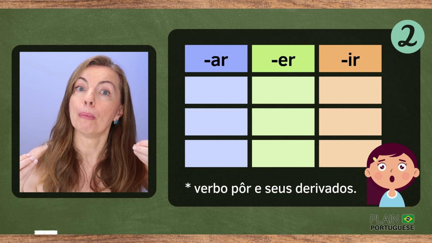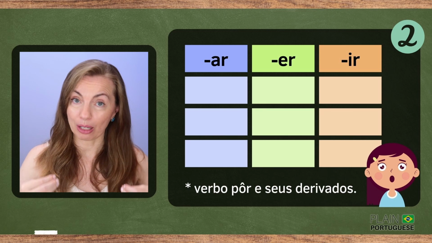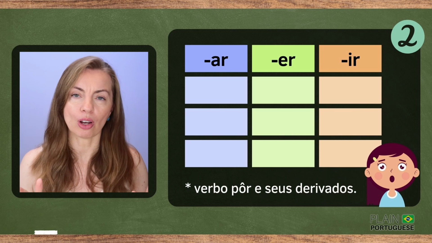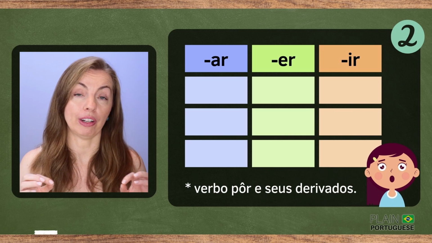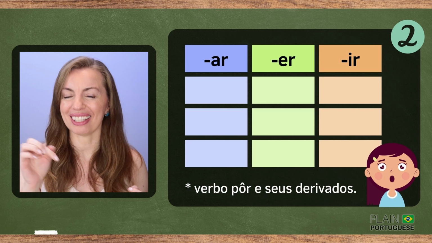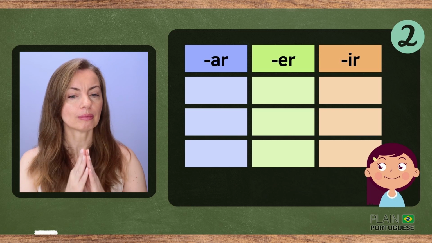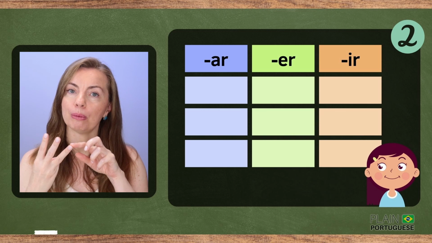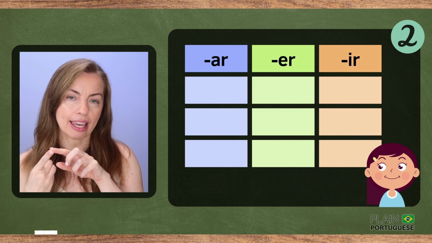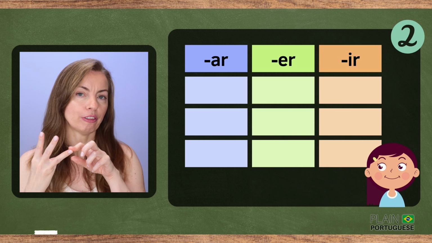There is the verb pôr and the ones that derive from it, but I won't talk about them in today's lesson. There is a lesson on the channel, a very good one, by the way. Link to it is in the box below. As I was saying, Portuguese has mainly three verb classes: AR, ER, IR, ending verbs.